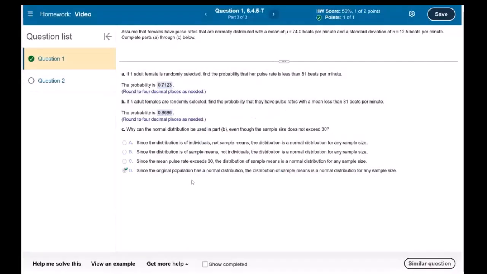Because the original population of females was normally distributed, I can use the central limit theorem.